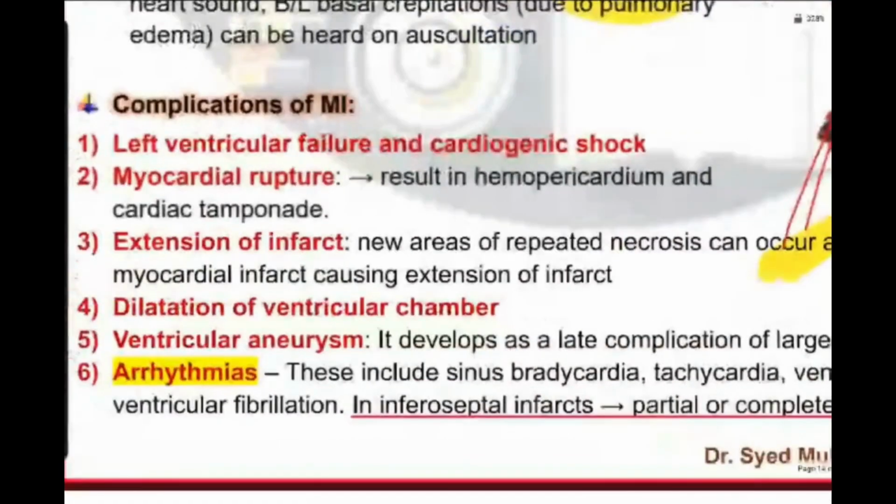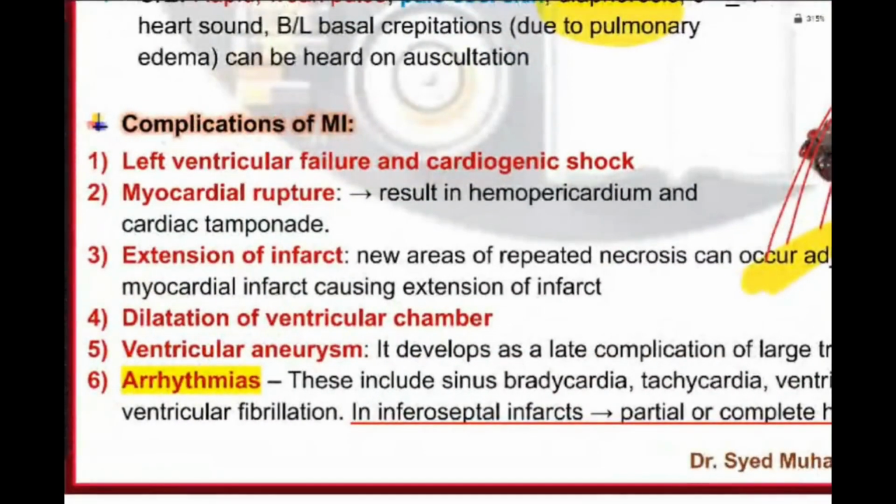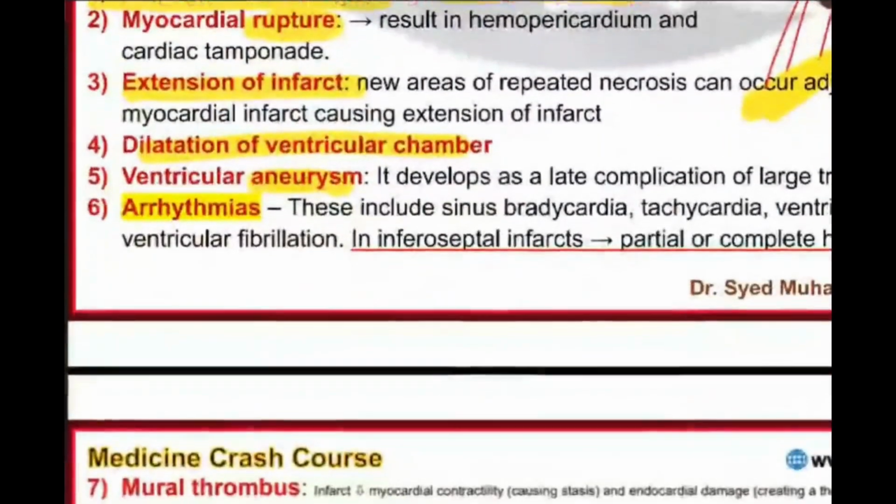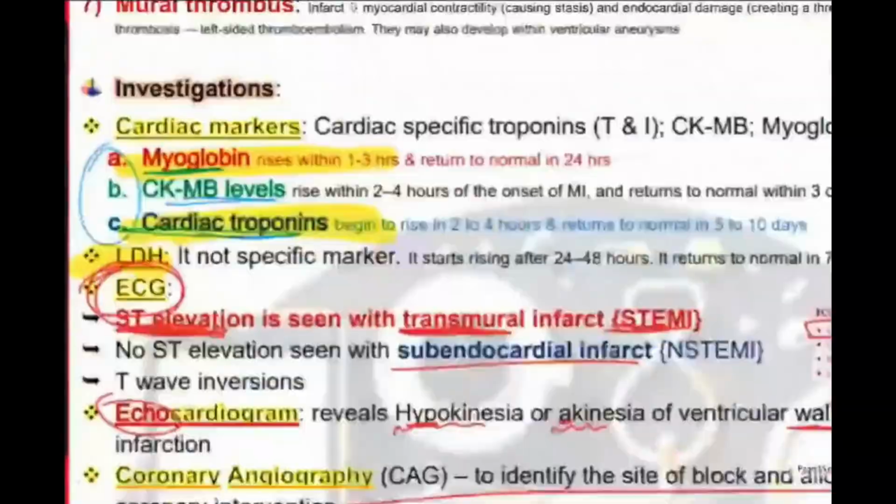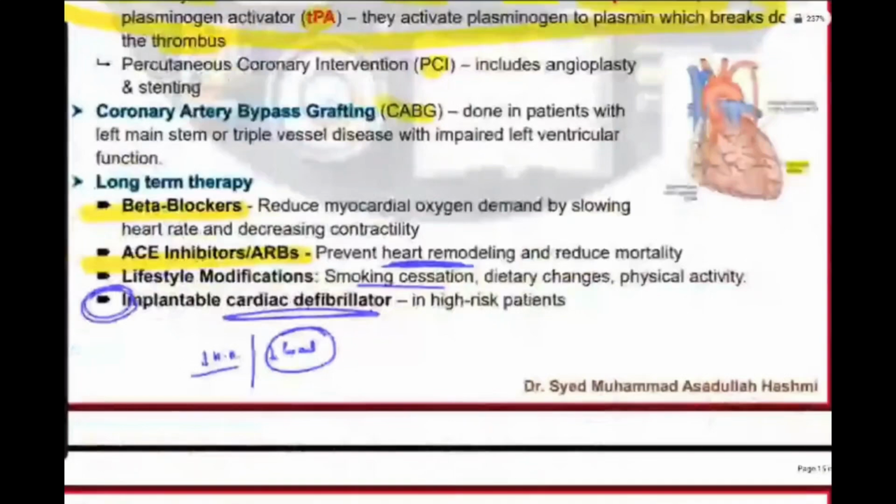Yes, I'll tell you. See, with MI, myocardial infarction, if the infarction is very large, then the whole left ventricle is lost, causing left ventricle failure. If the right ventricle is also lost, cardiogenic shock will happen. If only a selected area is involved, rupture can happen. I already told you, endocardium, myocardium, pericardium, and the extension of infarct. Dilation of ventricular chambers, ventricular aneurysm, where a selected area is involved. Arrhythmias can occur. So these are the complications of MI.